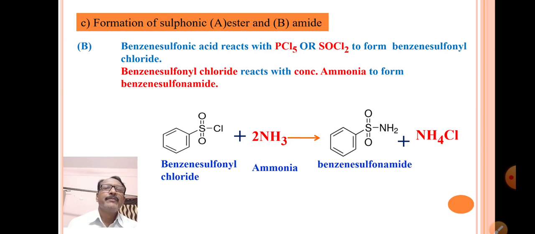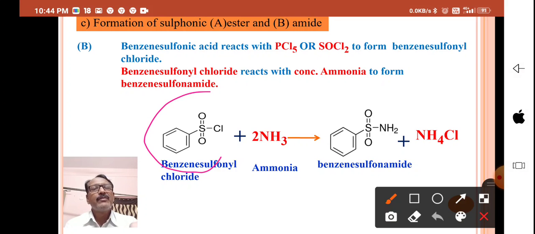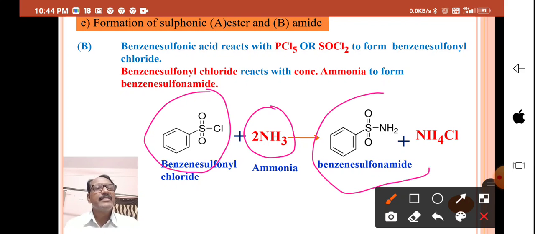Amide formation then. Benzene sulfonic acid reacts with PCl5 or SOCl2 to form benzene sulfonyl chloride, as already discussed in the second reaction, that is formation of sulfonyl chloride. That benzene sulfonyl chloride reacts with concentrated ammonia to form benzene sulfonamide. Here this benzene sulfonyl chloride reacts with ammonia. There is formation of benzene sulfonamide. That means here amide formation is taking place.